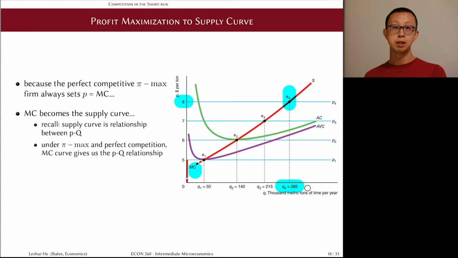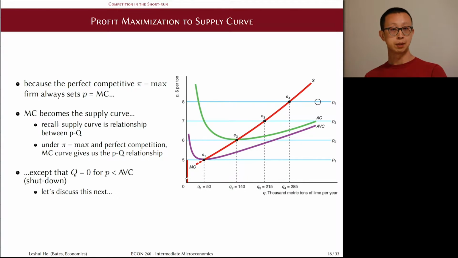Now let's pick a lower price, let's say $7. What's the firm's optimal output here? Well, it's where marginal cost is equal to price, which corresponds to point E3 here, or 215 units. You can keep trying this, and hopefully you will agree that the marginal cost curve is exactly the curve that tells us the firm's output level at different price points, which is exactly the definition of the supply curve.